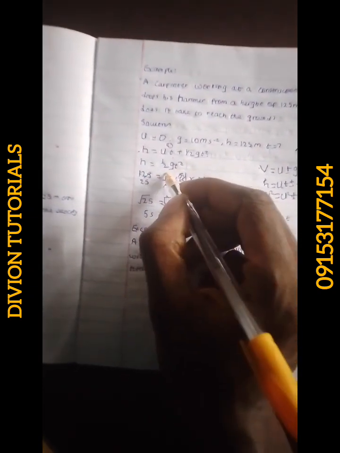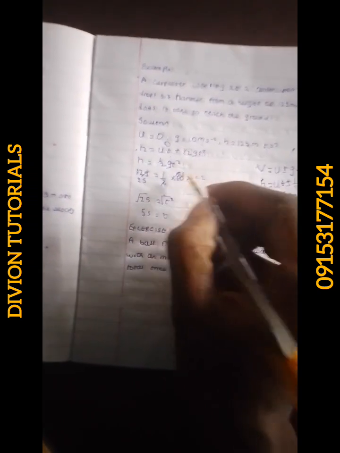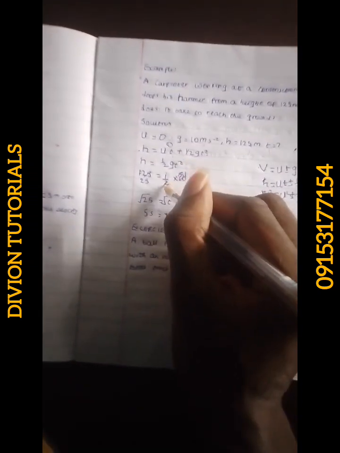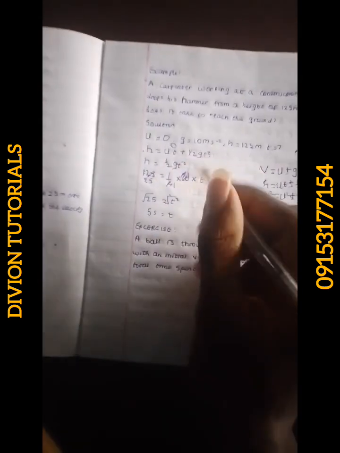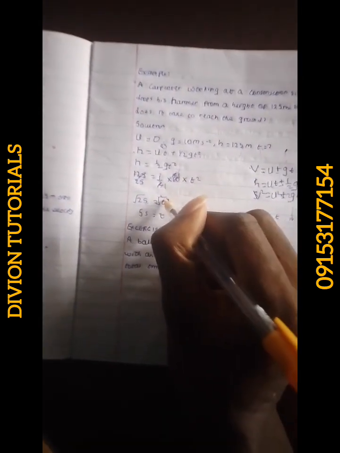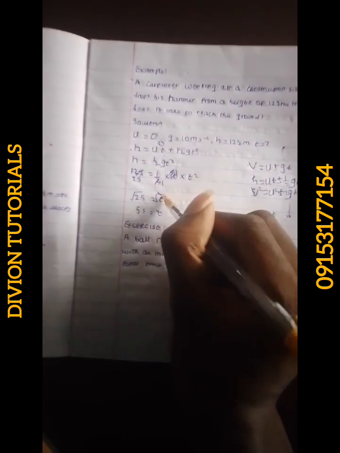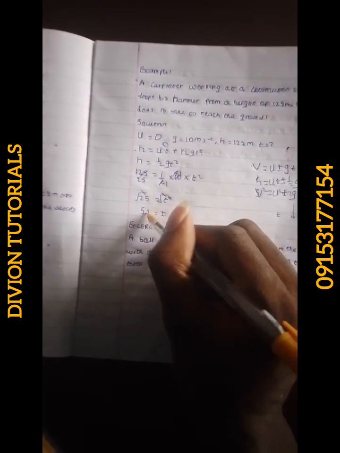What is h in the question? 125 equals 1 over 2 times g, which is 10, times t square. So 2 here 1, 2 in 10, 5. 5 here 1, 5 in 125 is 25. So 25 equals t square. Square root both sides. t equals 5 seconds.